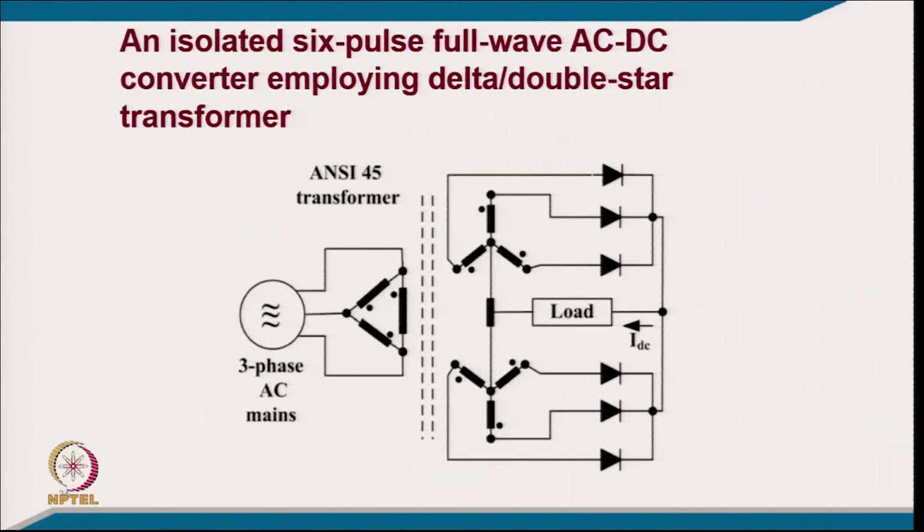The number of pulses equals the number of devices equals the number of phases of the supply, where we convert 3 phase into 6 phase in that case. That is why we call it an isolated 6 pulse full wave AC DC converter employing a delta to double star transformer. With the double star we are converting from 3 phase to 6 phase.